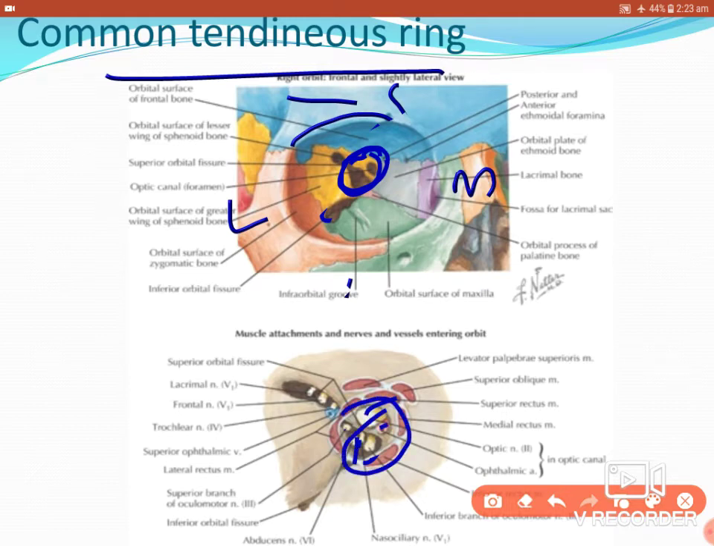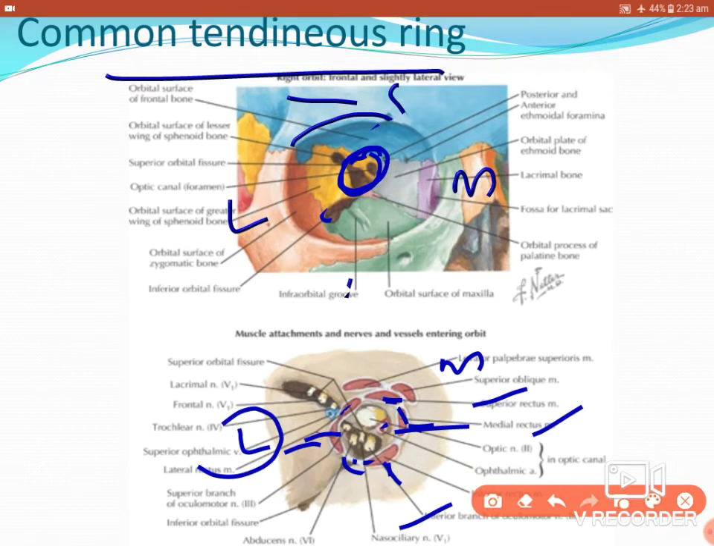Here we get the common tendinous ring. In relation to the common tendinous ring, superiorly you can see the attachment of the superior rectus muscle. This is medial, this is lateral. Medially we get the medial rectus, inferiorly there is the inferior rectus, laterally there is the lateral rectus muscle. Then above this common tendinous ring, medially there is the superior oblique, and laterally we get the levator palpebrae superioris muscle.